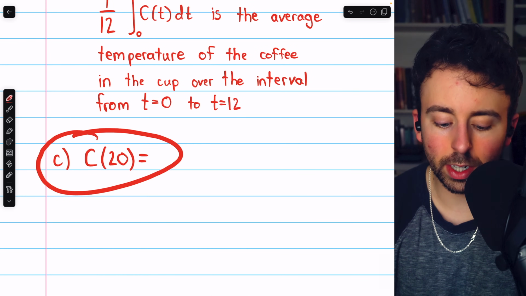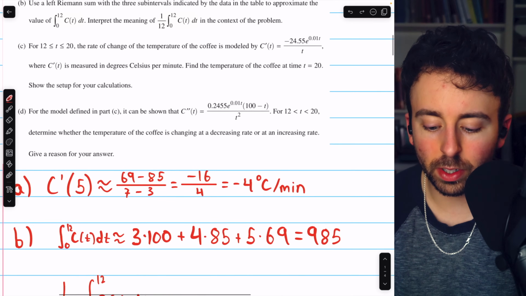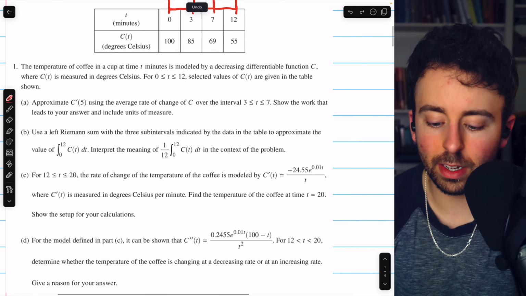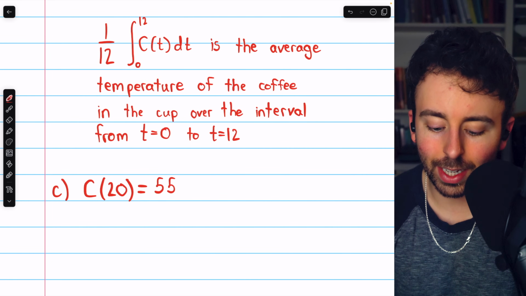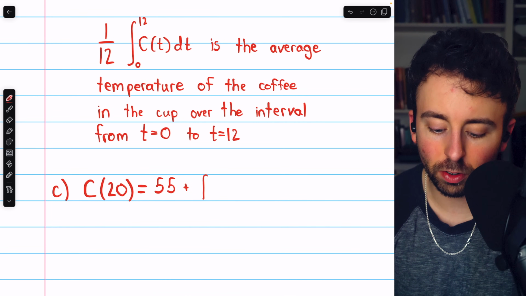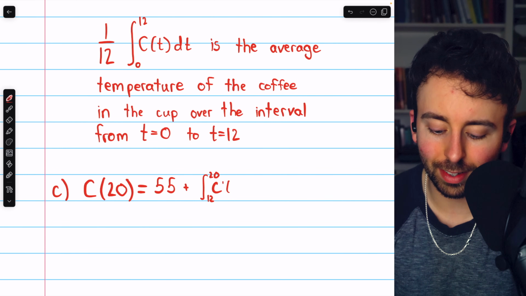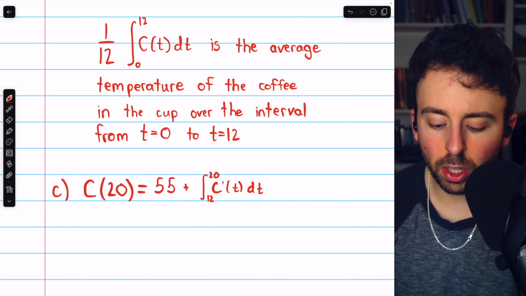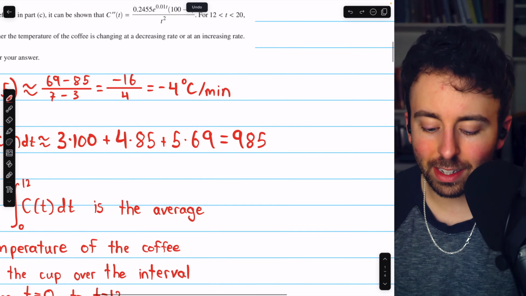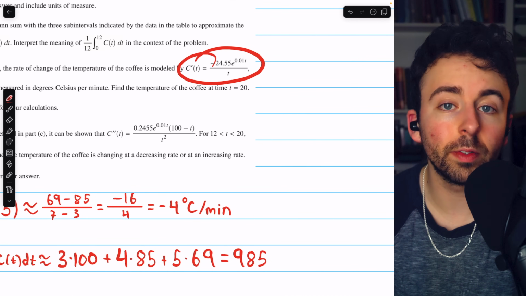So down here, what is the temperature of the coffee in the cup at time t equals 20? Well, it's going to be the temperature of the coffee at time t equals 12, which was given as 55, and then we will accumulate the rates of change from that time at t equals 12 up to the desired time at t equals 20. We're going to integrate C prime of t, which is given to us. So we'll use a graphing calculator and integrate this given derivative from t equals 12 to t equals 20.